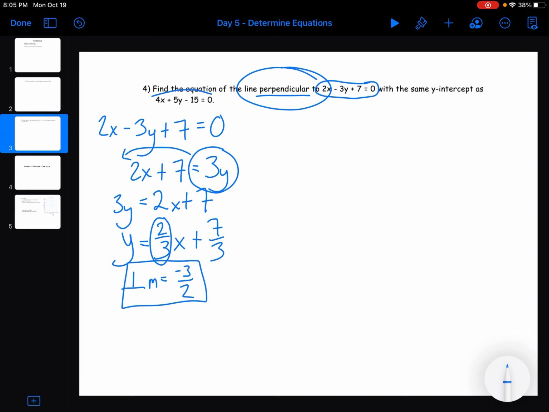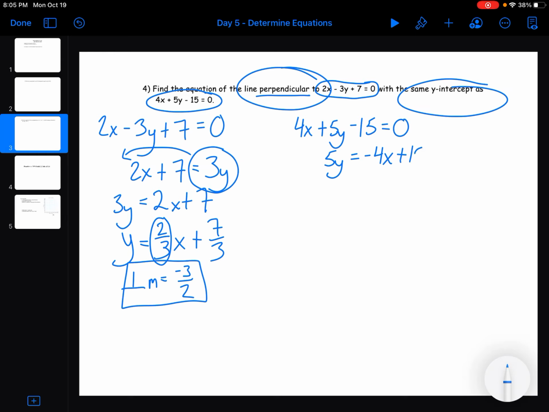Now we're going to use this equation and we have the same y-intercept. Okay, so we've got 4x plus 5y minus 15 equals 0. So we got 5y equals negative 4x plus 15. We're moving those other two things to the other side, so we have to switch the signs. Now we have to divide by 5.